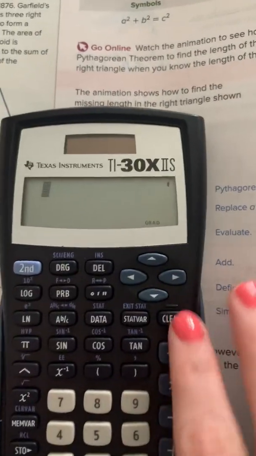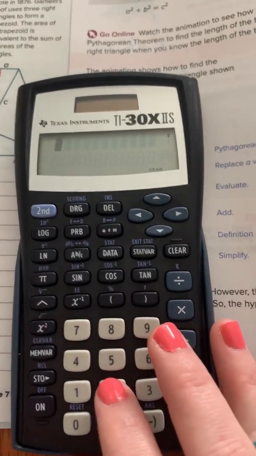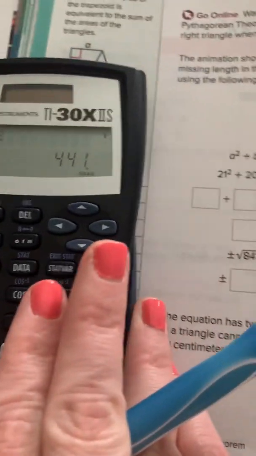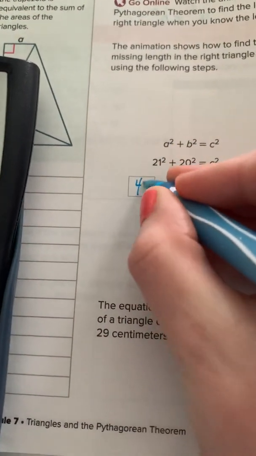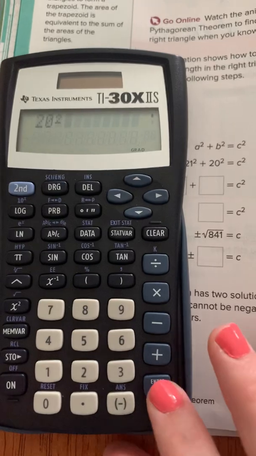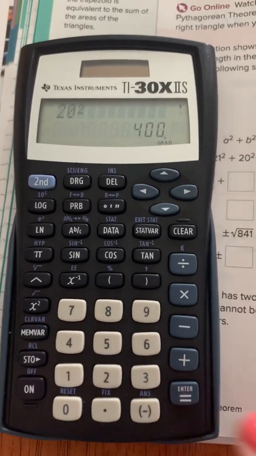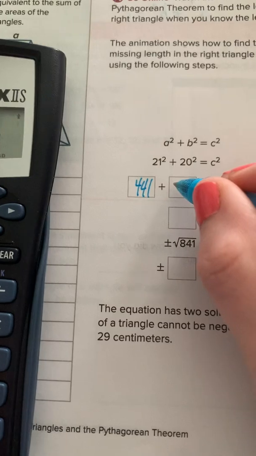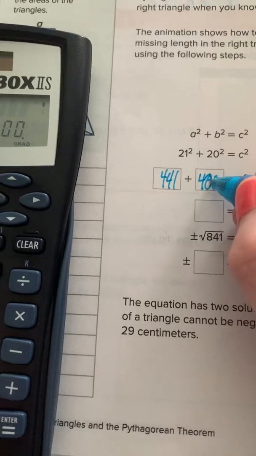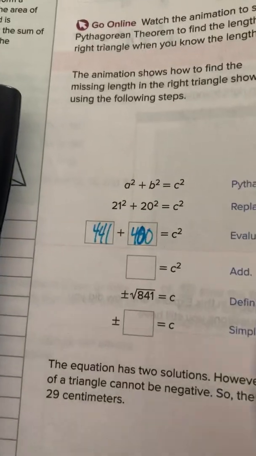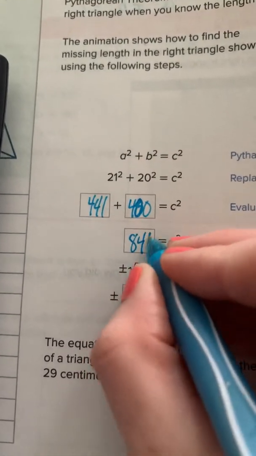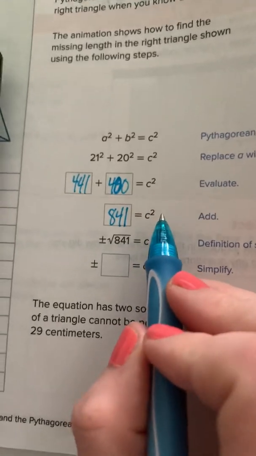Take your calculator, clear it out. And on this calculator, you'd go 21, and then you hit just that button, and equal 441. If you have 20 squared, you hit that button, see with the little square guy, equal, you get 400. You could do it the long way and go 20 times 20, 21 times 21. So if you don't have a calculator, you want to do the long math, that's fine. Add these two together, and that's going to be 841. That's what would equal c squared.